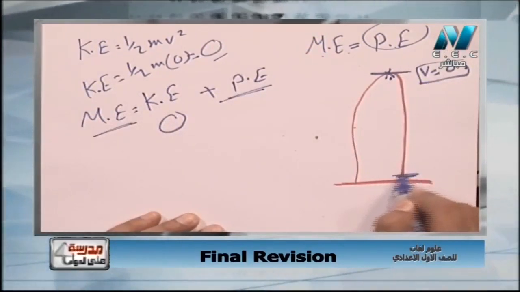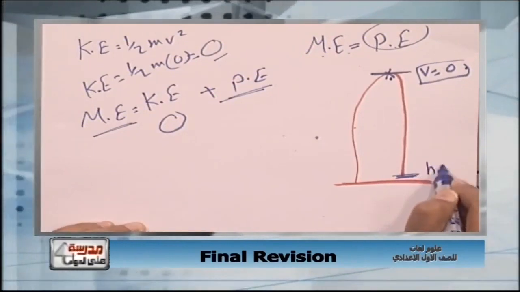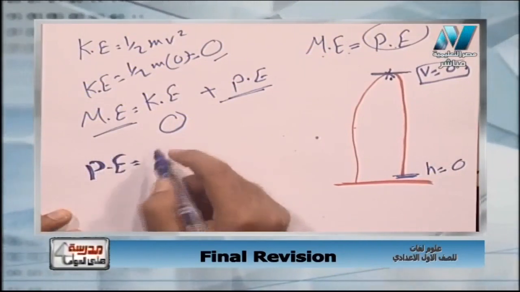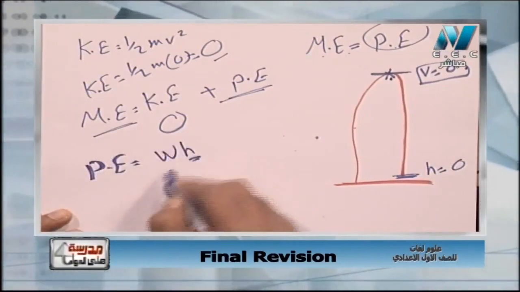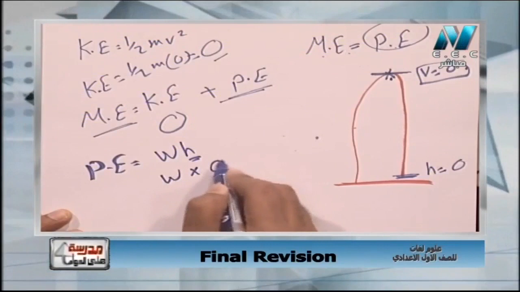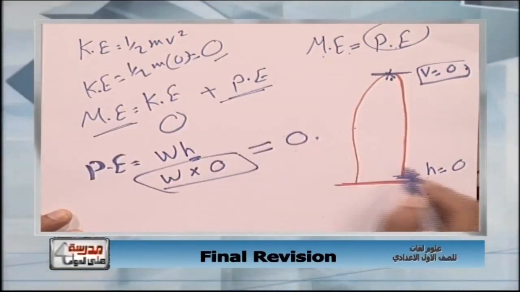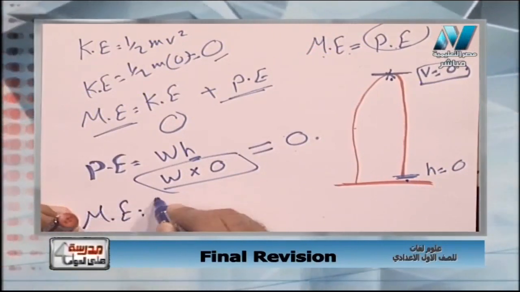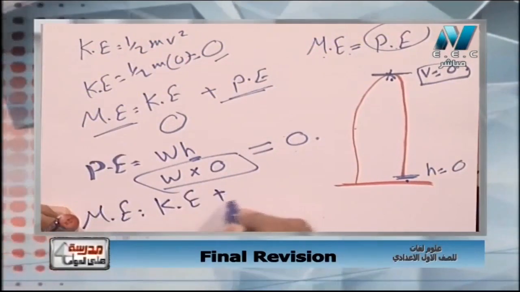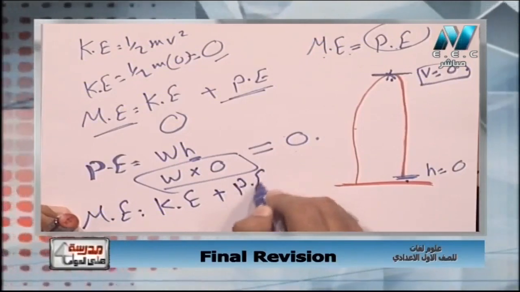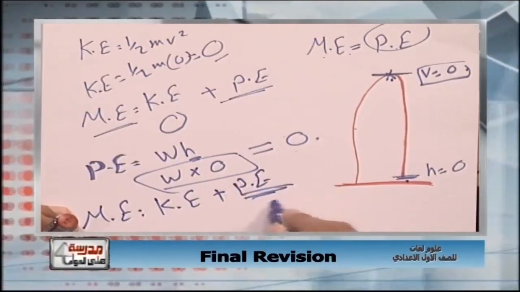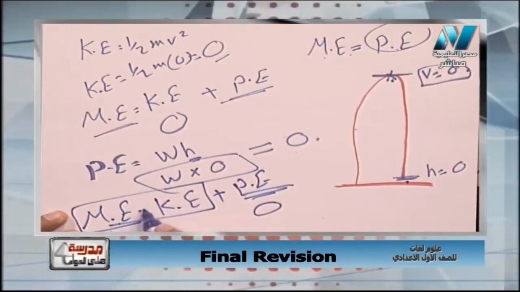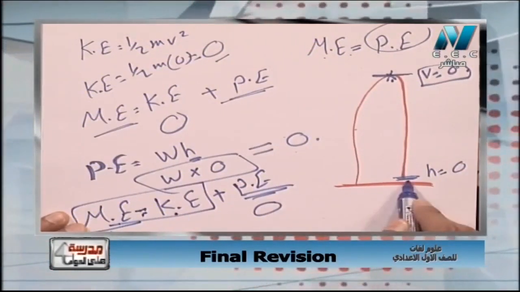And on reaching the ground, height equals 0. So potential energy, which equals weight times height, equals weight times 0. So potential energy on reaching the ground equals 0. So mechanical energy equals what? Kinetic energy plus potential energy. On reaching the ground, potential energy equals 0, so mechanical energy equals kinetic energy.